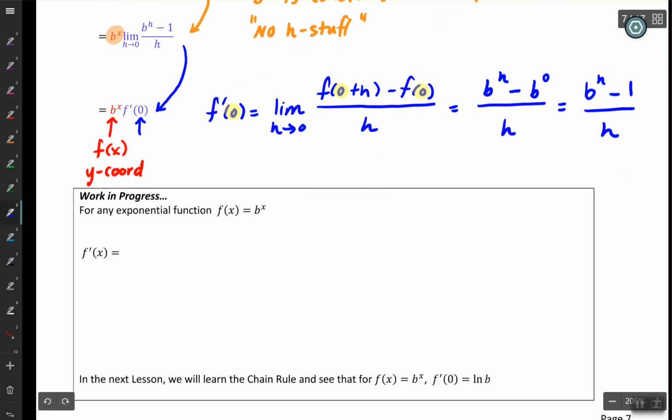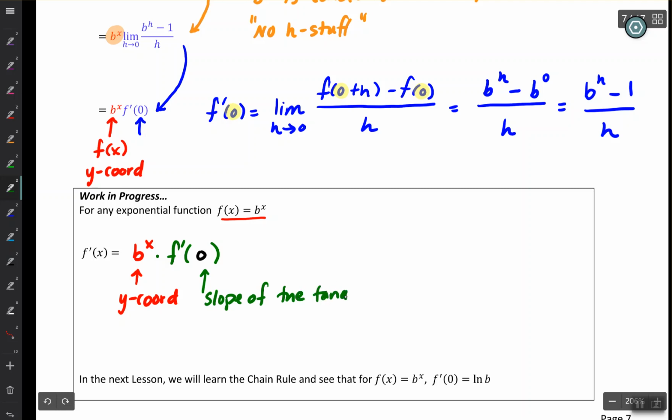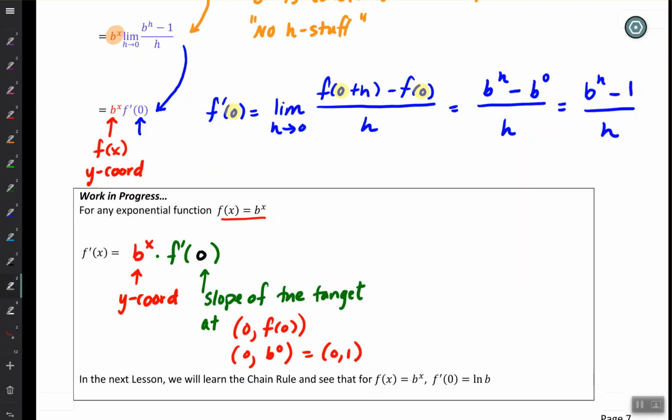So here's our work in progress. For any exponential function, its derivative, the slope of the tangent line at any point on the curve, is actually just the y coordinate there, b to the x, times whatever the derivative at 0 is. The slope of the tangent at the point 0, f of 0. What is that point? That point is 0, b to the 0. That point is 0, 1. Pretty neat work in progress.